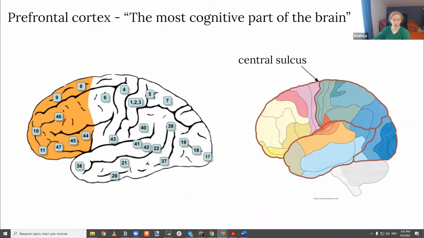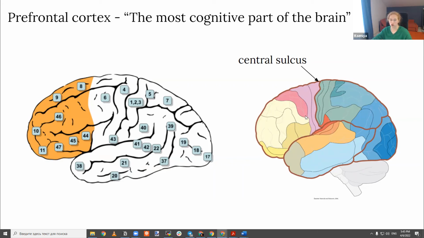So if we want to locate the prefrontal cortex, the most cognitive part of the brain, the frontal lobe lies anterior to the central sulcus. This is the biggest sulcus. The 2 purple gyri, or hills, immediately in front of the central sulcus are the motor cortex and premotor cortex.